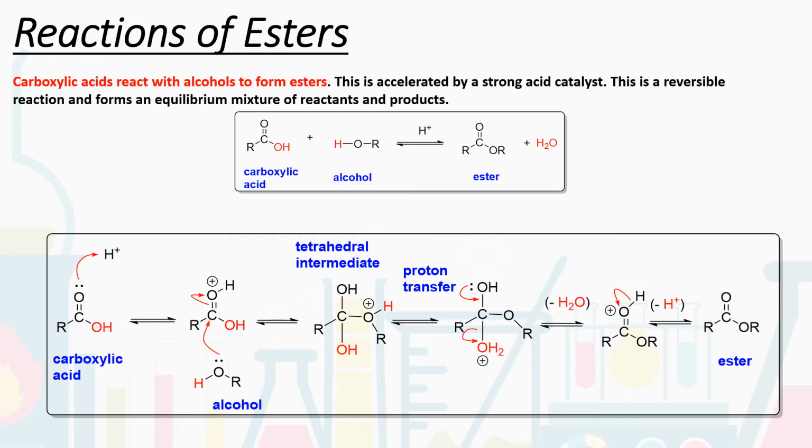So just looking at the mechanism, and I'll check with your examiner whether you actually need to know the mechanism for this. But the mechanism here to create an ester from a carboxylic acid and an alcohol is an example of a nucleophilic addition-elimination mechanism. And so we start off with our carboxylic acid. The reason why we do this under acid catalysis is that our carboxylic acid is already quite electrophilic. We've got that very delta positive carbon.